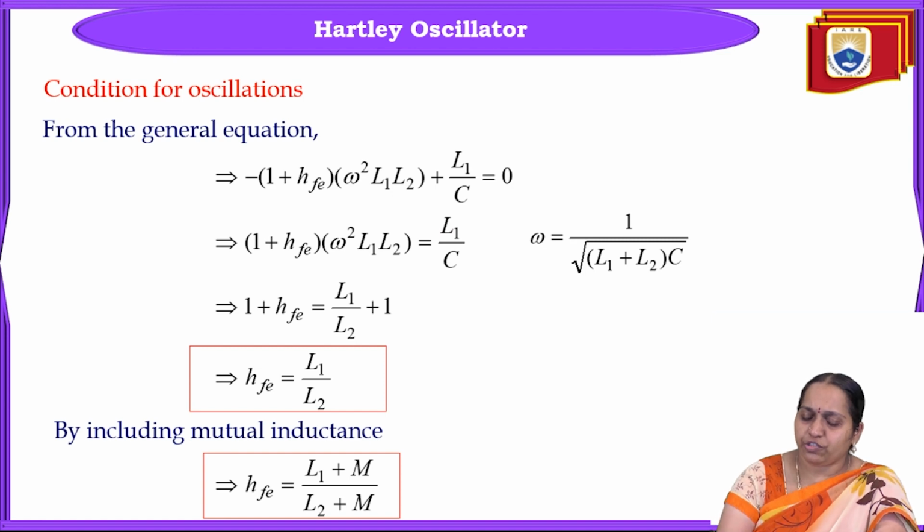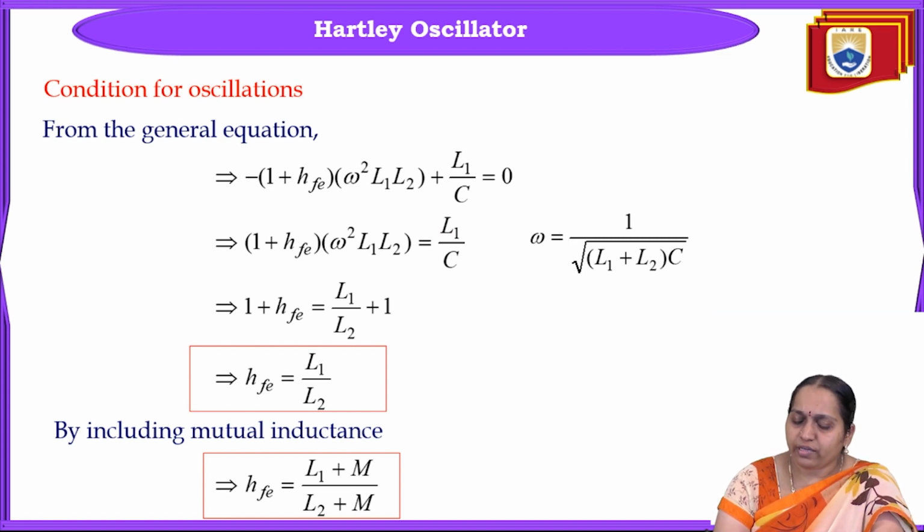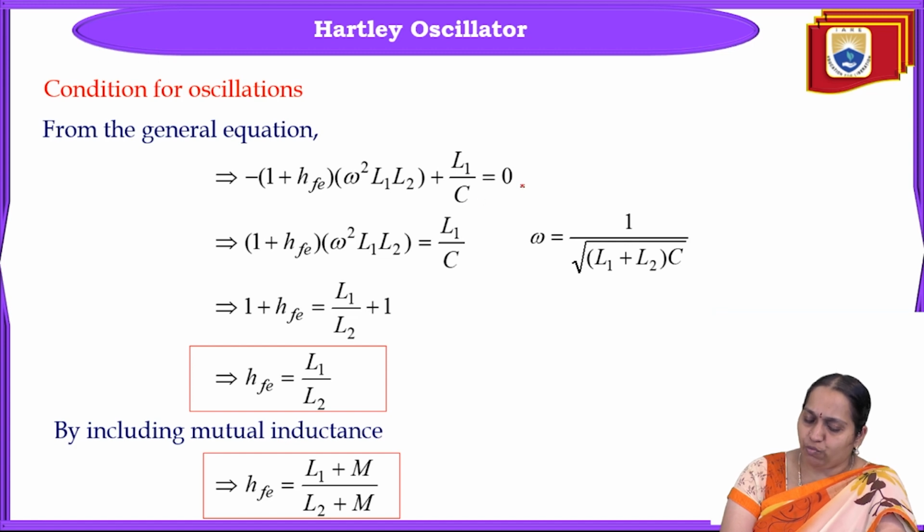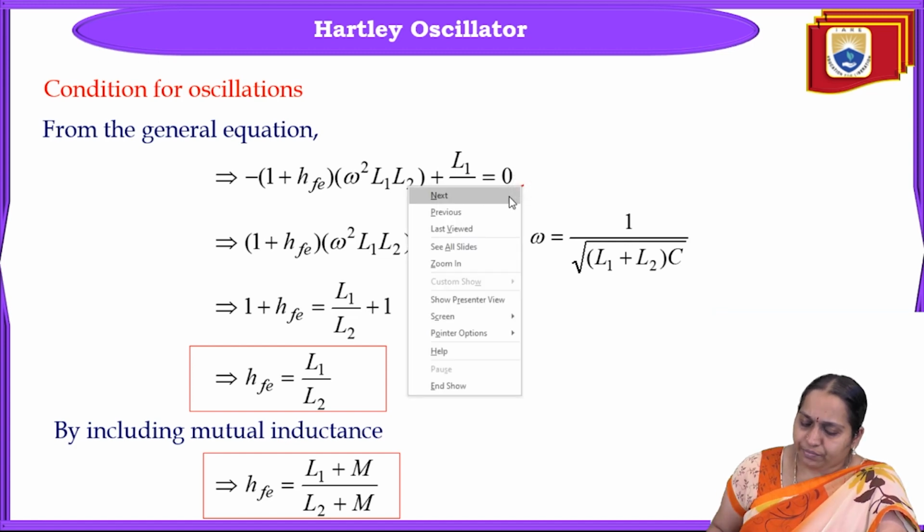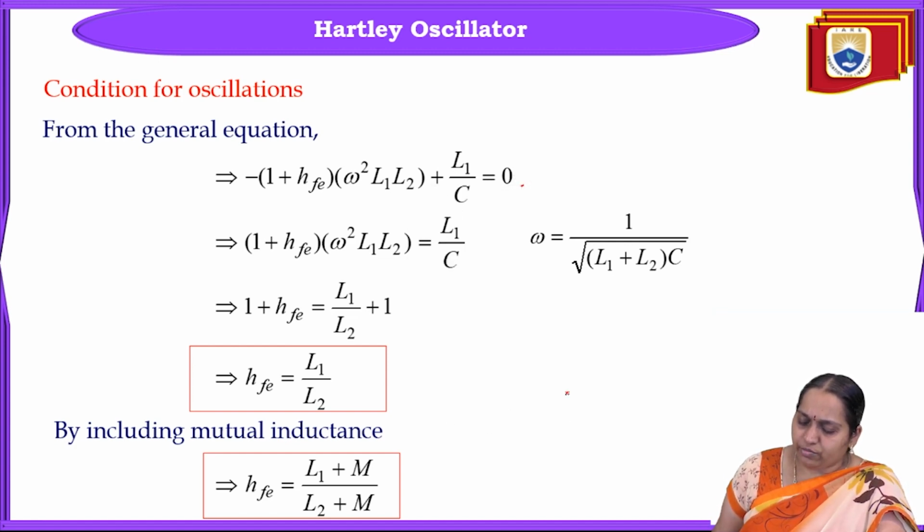See, from the general equation we have this. So minus of 1 plus HFE into omega square L1 L2, plus L1 by C, and equating the imaginary part to 0, you will have minus of (1 plus HFE) into omega square L1 L2 plus L1 by C equal to 0. Taking these terms to the other side, L1 by C equals 1 plus HFE into omega square L1 L2. But what did we get finally?